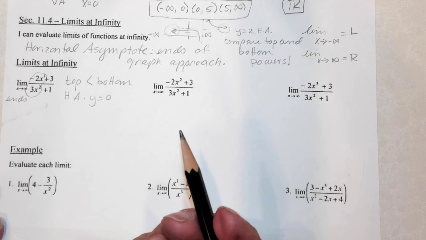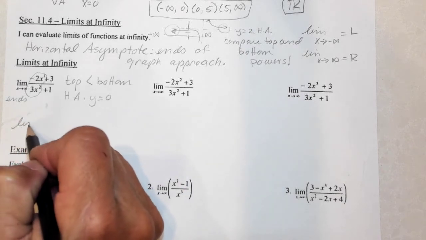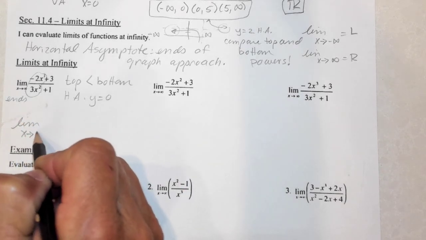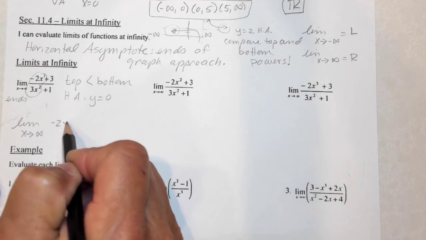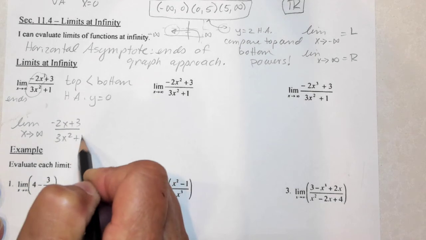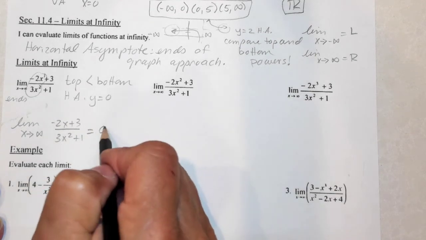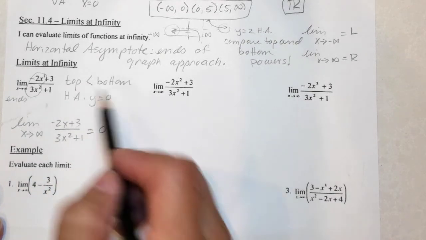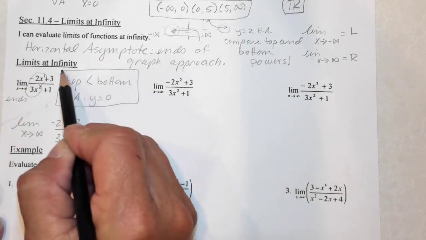So the language is the only thing that's different today. So today you would say the limit as x approaches infinity of this function is going to approach the horizontal asymptote, which in this case is a 0. So that's your first comparison.